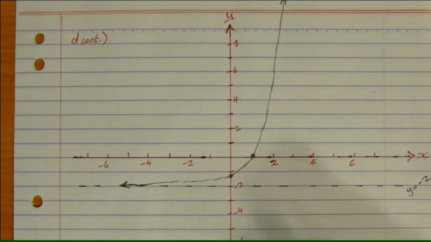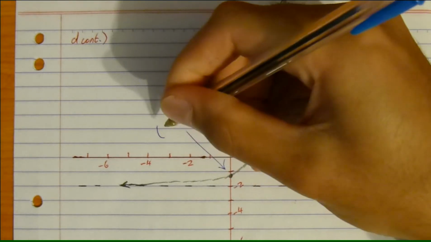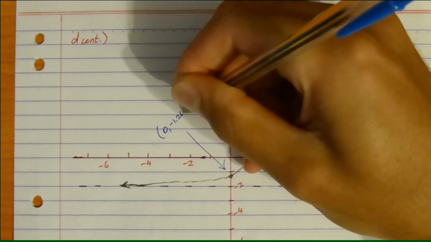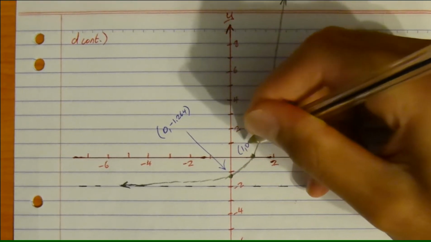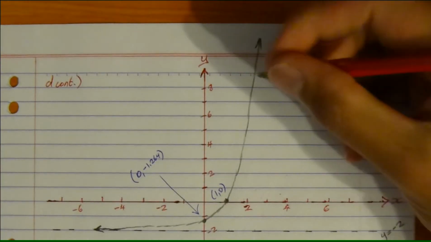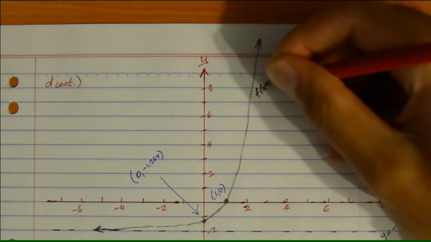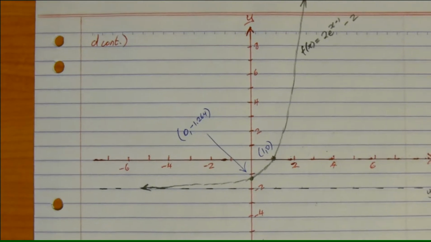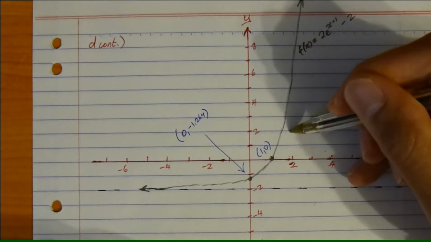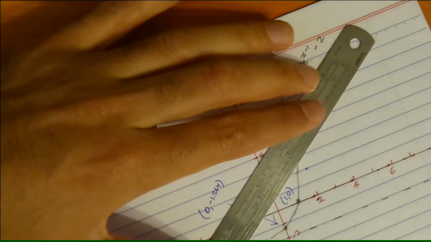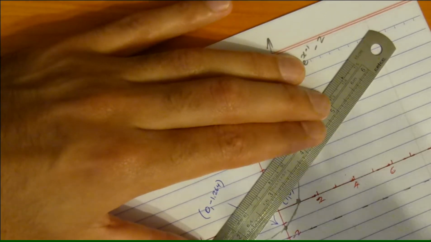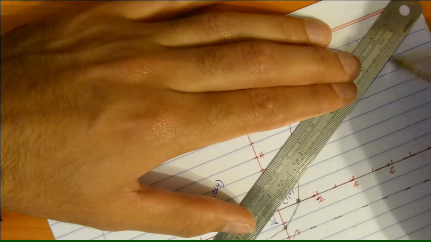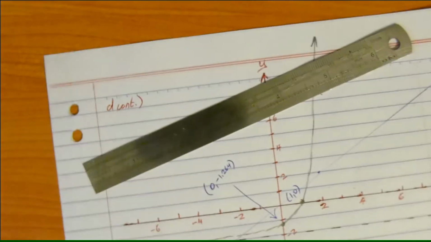Right, and then I'm just going to label these points in here. So to the decimal places, 3 decimal places. And I will write the equation next to it. F of x is equal to 2 e to the x minus 1 minus 2. Okay, now I'm just going to draw in the line y equals x. I'm going to just score that lightly in here. Okay, so this is my line y equals x.